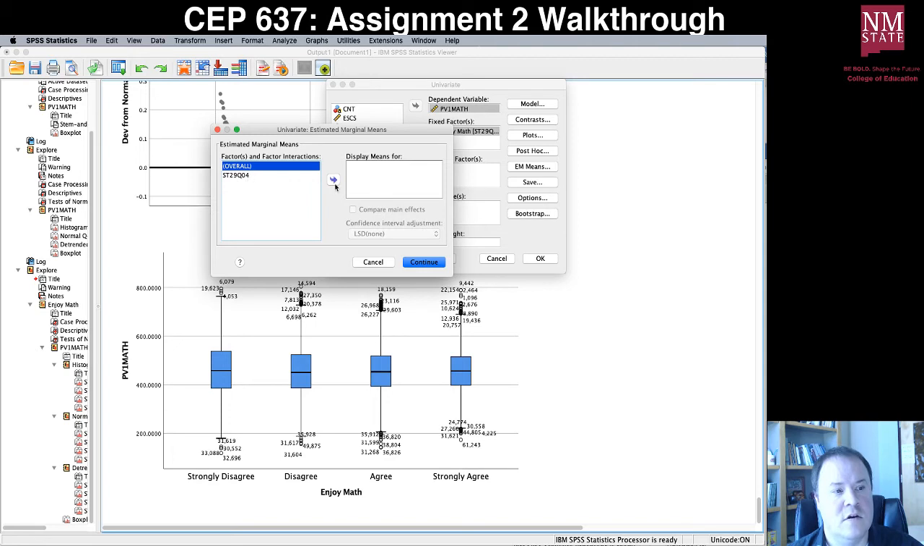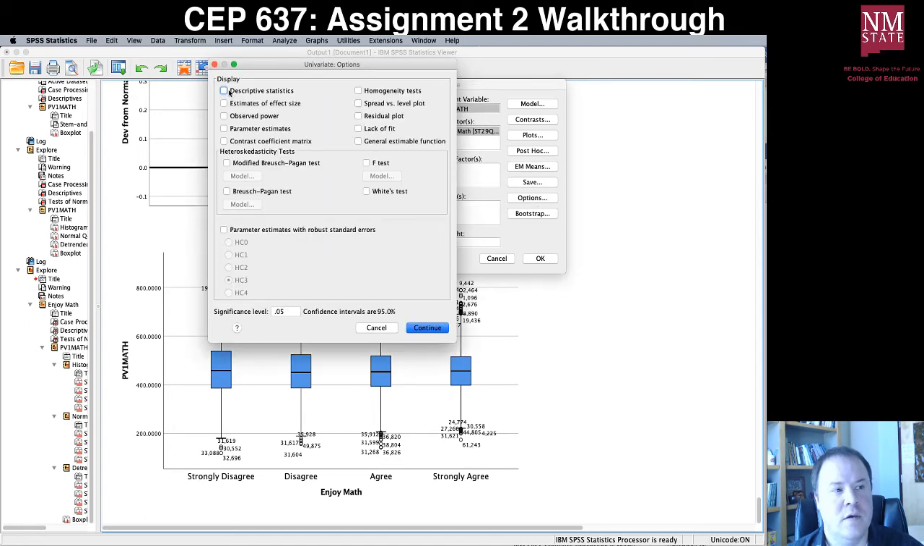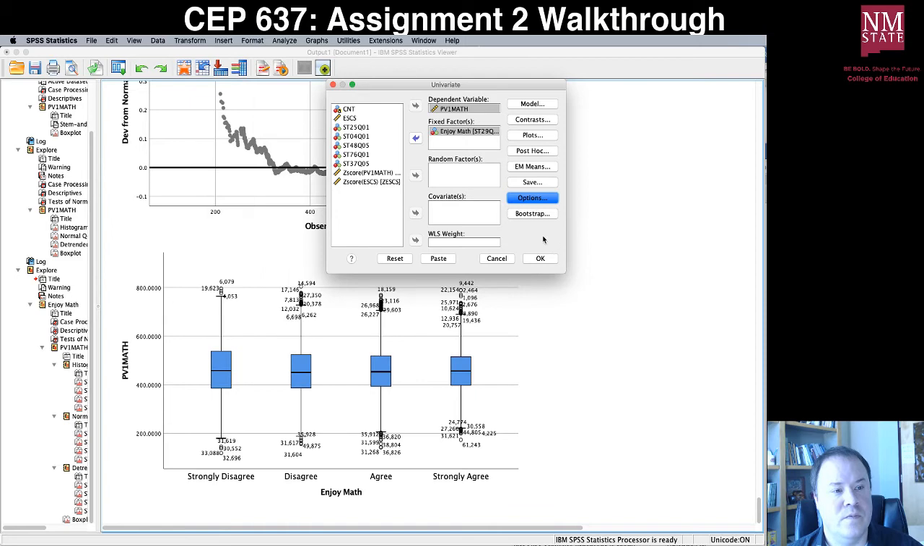Estimated means. Let's go ahead and do this because it will help us see that. That's what I meant by we'll see this in a minute. Options. Let's go ahead and have it spit out descriptive stats, effect size, power, and the one thing we haven't checked yet in terms of assumptions is test of homogeneity of variance. So we're going to get that. And let's continue. And click OK.